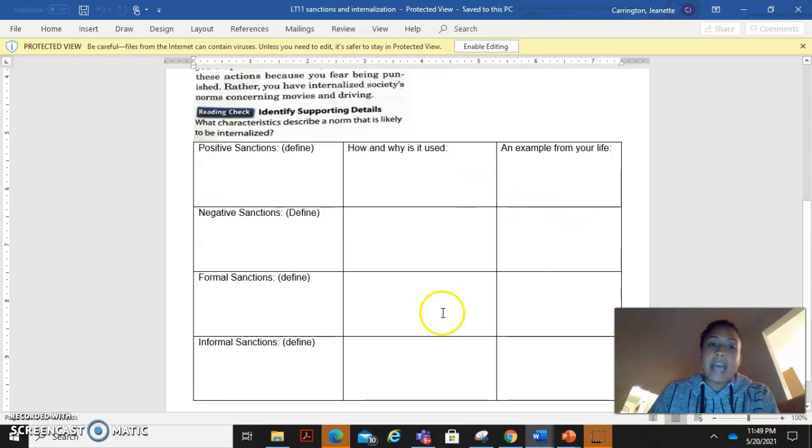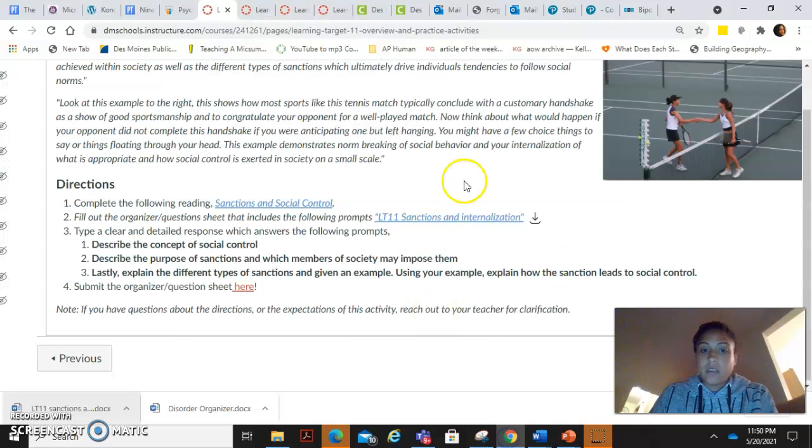And then as I read along, you're going to fill in this chart, right? So make sure that you define positive, negative, formal, and informal sanctions. Define them in your own words, okay? Try to simplify the definition so that you really understand what it is, okay? How and why is it used? And then an example from your life, okay? Awesome. All right. So let's go back here.